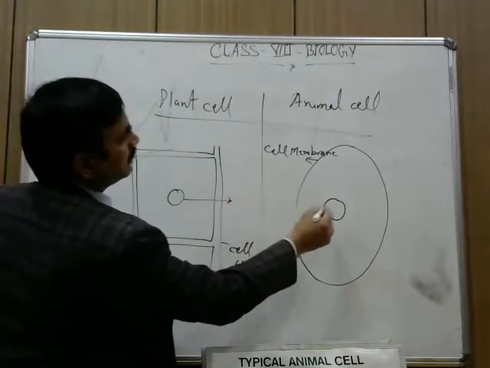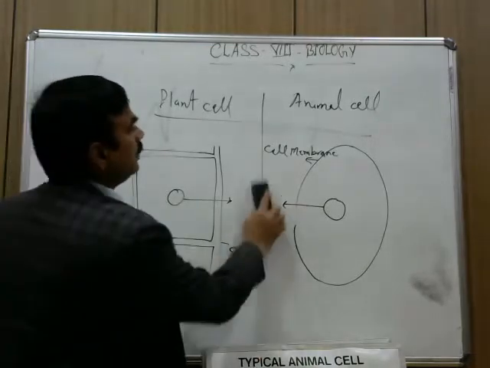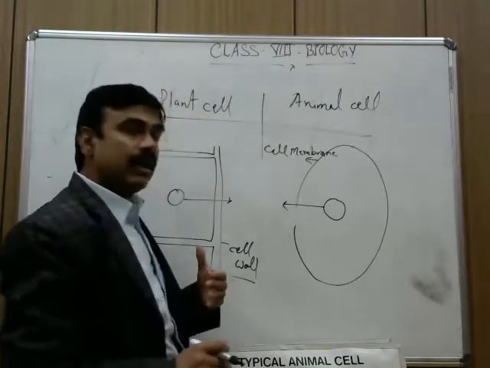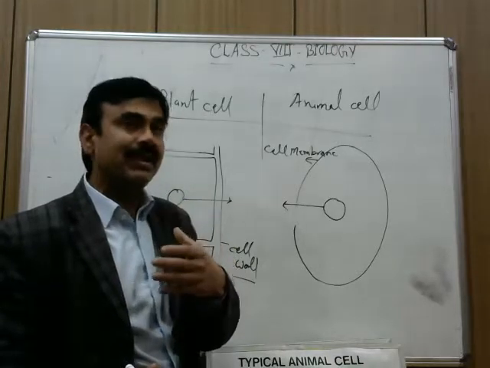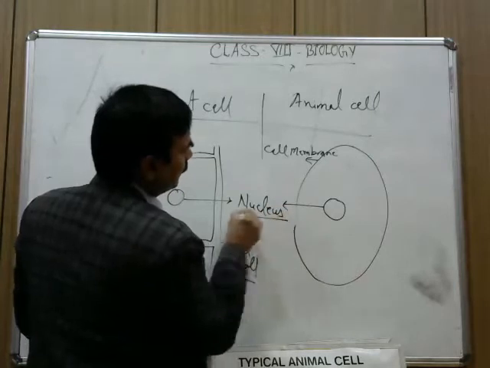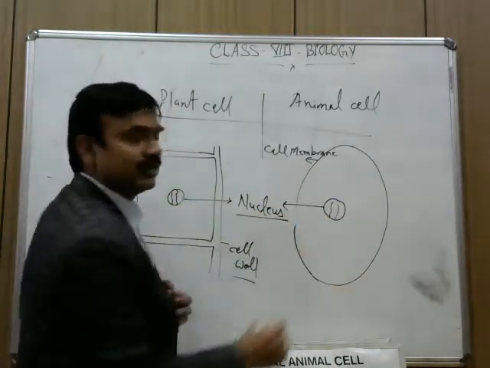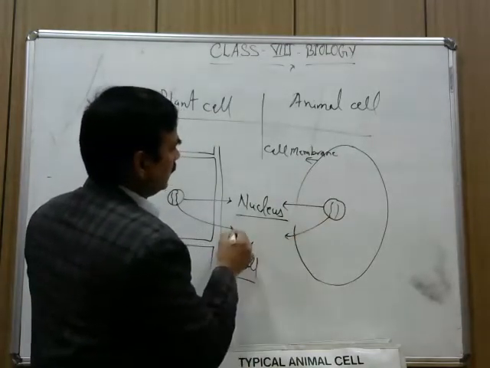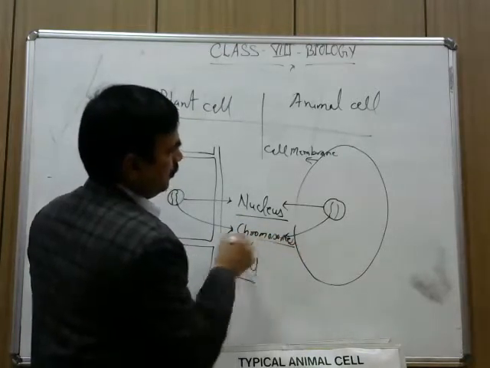When we are talking about the inner structure, at the center you can see the spherical structure, and this is known as the nucleus, which is the controller of the cell and which contains the nucleolus and chromosomes. In the nucleus there are thread-like structures, and these thread-like structures are called chromosomes. Okay.